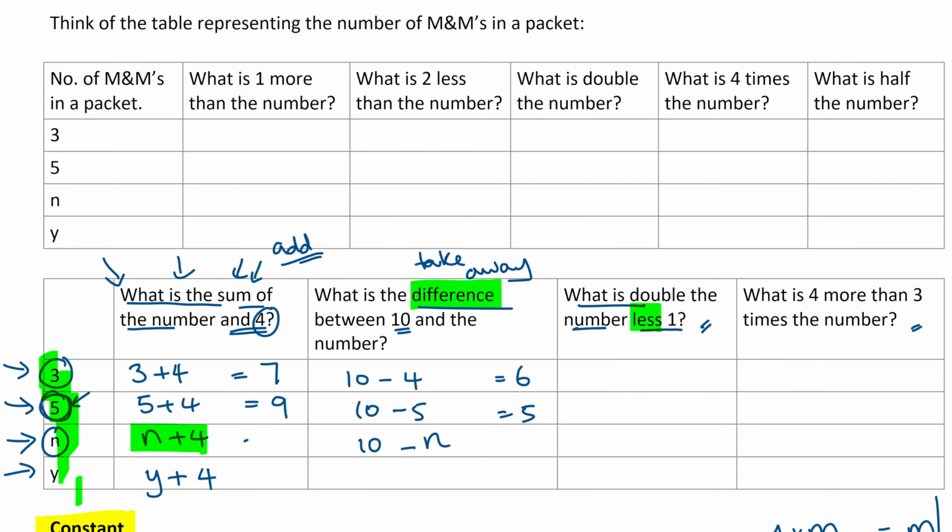So I'm just thinking double the number. The number is 3. So it'll be double. Double means to multiply by 2. So we're going to go 2 times 3. And then less 1, we're just going to take 1 away. And we get 6 take away. Again, we've got to do the multiplication part first. So 6 take away 1 equals 5.